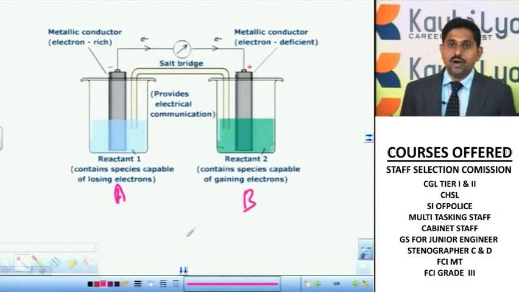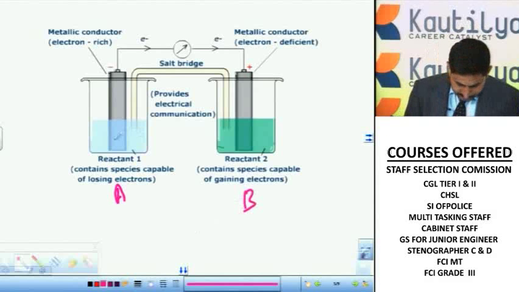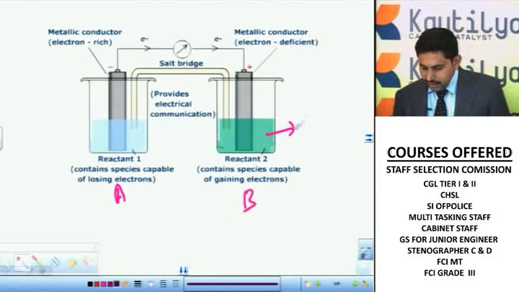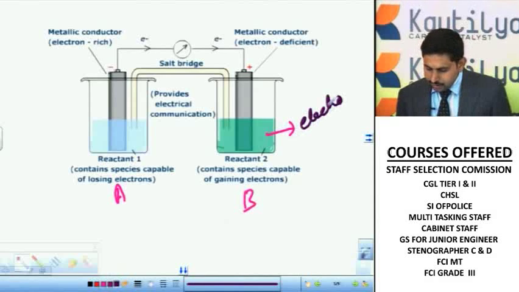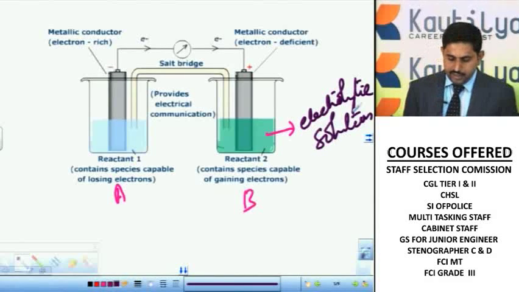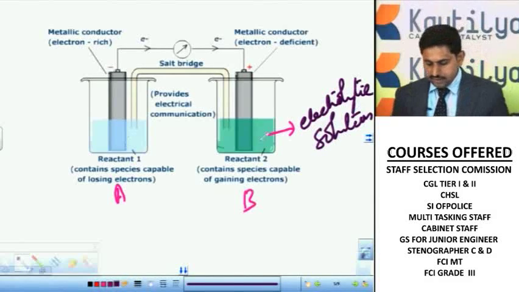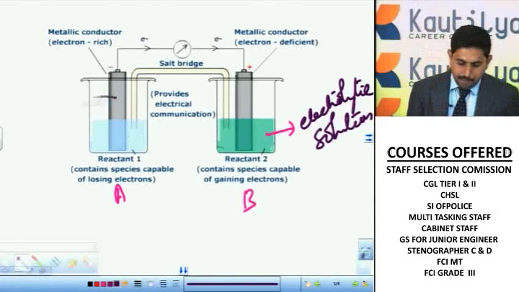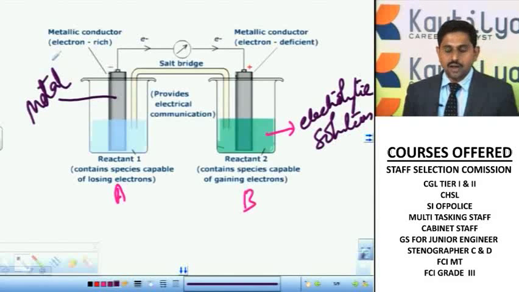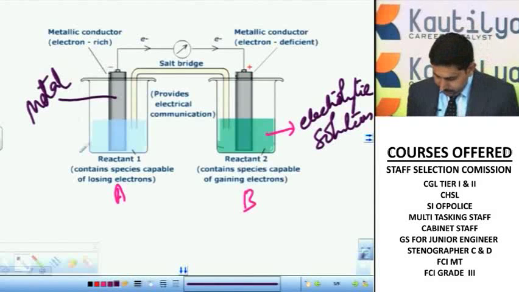A consists of a chemical, and the liquid content here in both cases we are considering as an electrolytic solution, or simply we can consider it an electrolyte. Okay, here also it is called an electrolytic solution, and here it is a metal, right? Here it is a metal. Okay, now first, I'll draw that one.